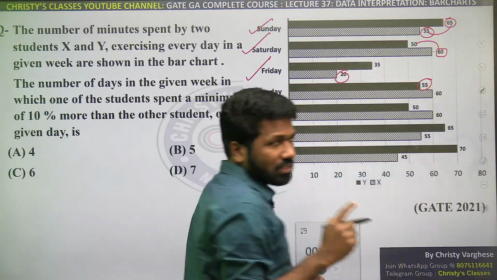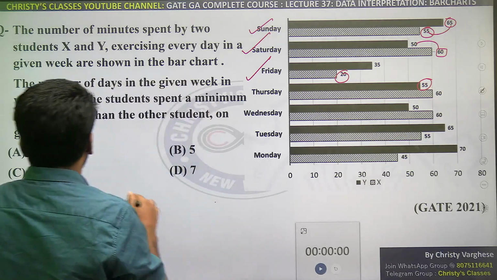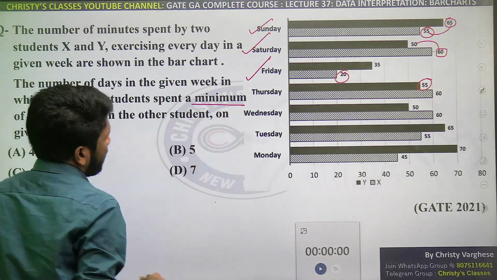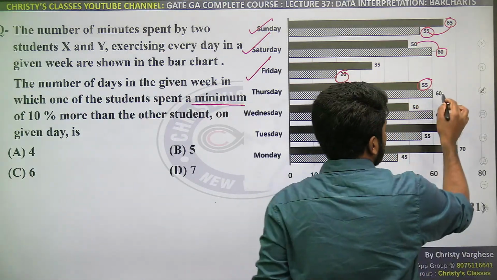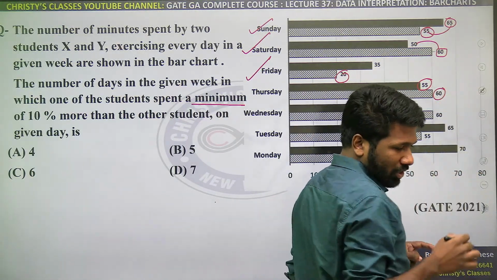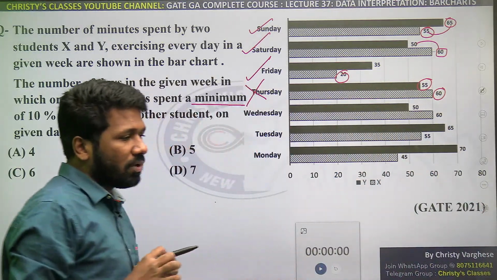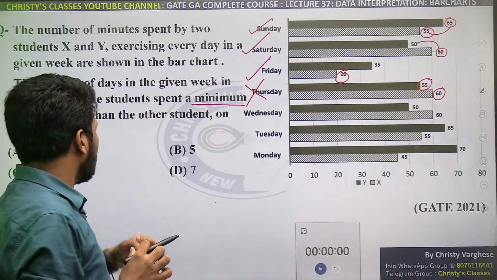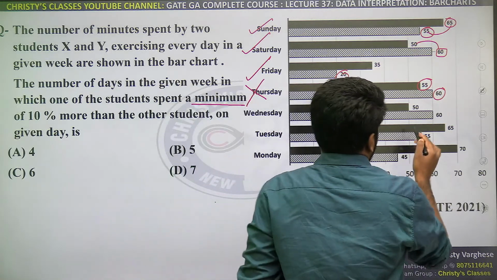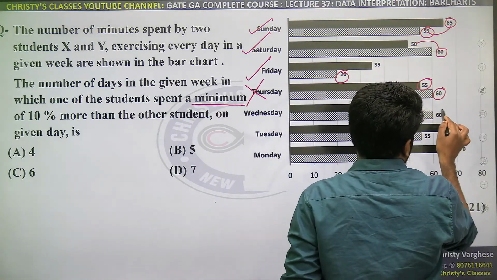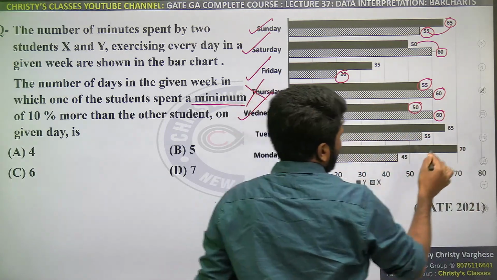Thursday 55, 10% is 5. The question is saying spend a minimum of 10%. 55, 10% is 5.5. Sorry, 5.5 added is 60.5, not 60. So Thursday cannot be considered in that list where one student is spending 10% more than the other student. Wednesday 50, 10% is 5. 5 added is 55. 60 is more than that. So Wednesday can be considered.